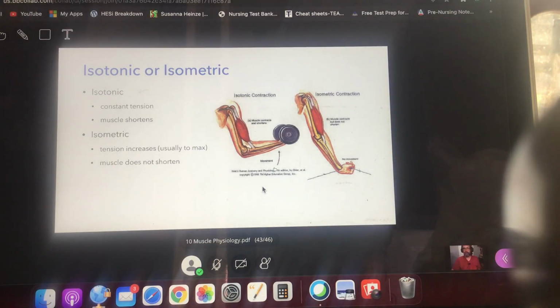So this is like lifting weights or lifting up that book or picking up a bag of groceries off of the ground, where your muscle actually moves and shortens while you lift the object. That's called an isotonic contraction. The other kind of contraction is still a contraction, but where the muscle isn't actually shortening, it's staying the same length. The tension increases, usually to the max the muscle can give, but the muscle doesn't shorten.